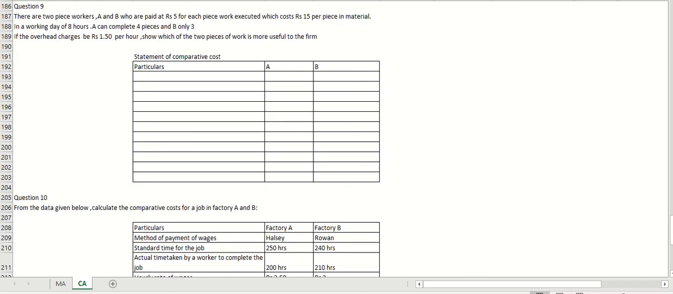So our next question is, there are two piece workers A and B who are paid ₹5 for each piece of work executed, which costs ₹15 per piece in materials. In a working day of 8 hours, A can complete 4 pieces and B can complete 3 pieces. So the quantity produced by A is 4 pieces and B is 3 units.